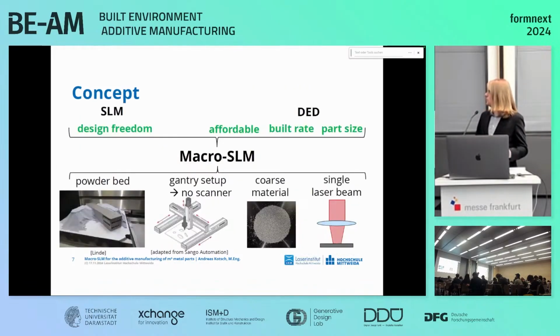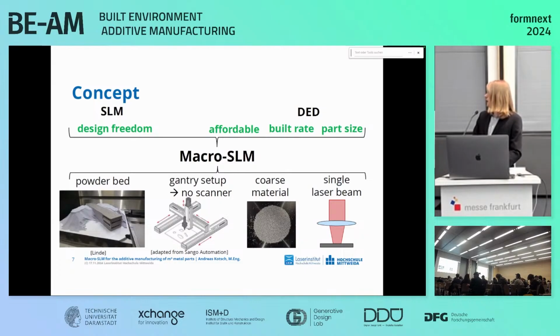And what we wanted to do now is to combine the advantages of both: the default SLM, which is the design freedom, with some of the aspects of the direct energy deposition. So for example, we wanted to have an affordable machine with affordable material such as powder. We wanted to have a very high build rate that is comparable with the direct energy deposition. And also we wanted to have large scale parts. And these aspects together were combined to create a Macro-SLM.